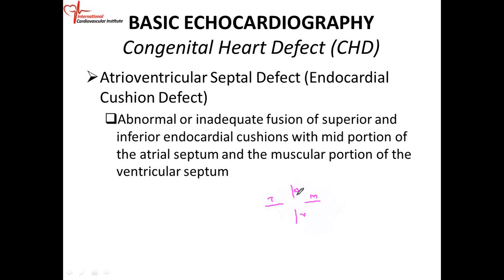Sometimes you get what we call the complete AV canal defect. The whole structure fails to complete, so you get your ASD, VSD, and problems with the mitral valve and the tricuspid valve. Okay, so it's an abnormal or inadequate fusion of the superior and inferior endocardial cushions with the mid portion of the atrial septum and the muscular portion of the ventricular septum. Okay, so that's essentially what it is.